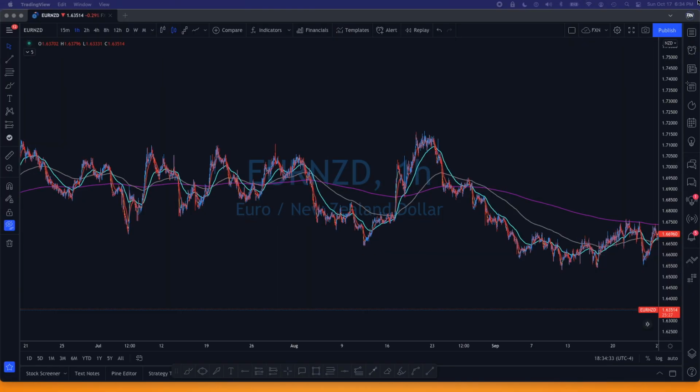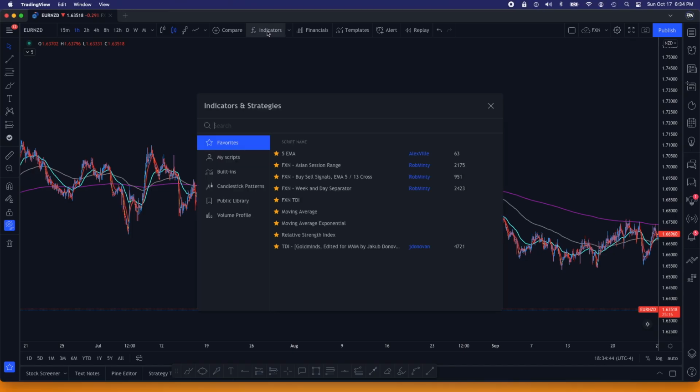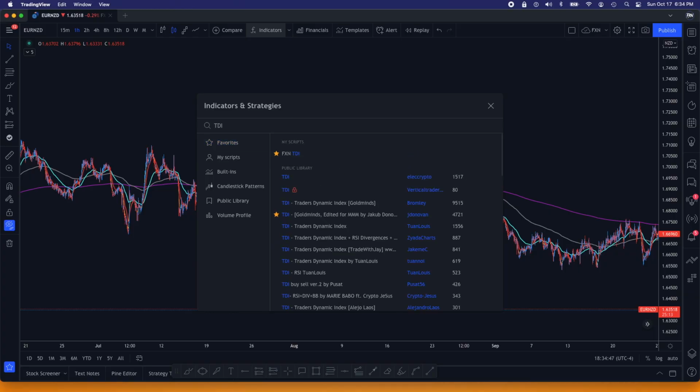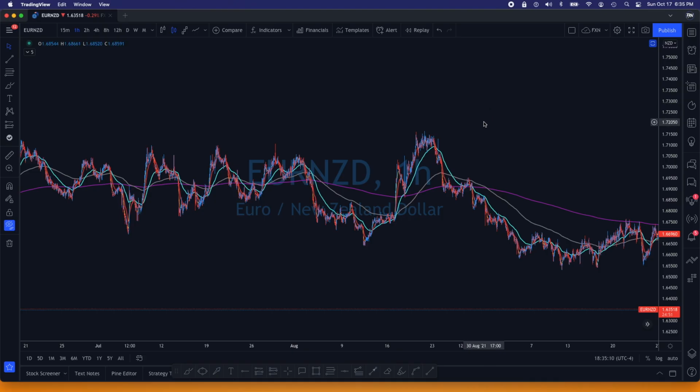So if you haven't added the TDI yet to your charts, same thing, you're going to go to indicators on TradingView, and you're going to type in TDI. And you're going to get a crap load of TDIs that come up. The only one that I want you to worry about is the one created by Jay Donovan, that says TDI Gold Mines edited by or for MMM. That one is the one that we want. Just double click and get it onto the charts.